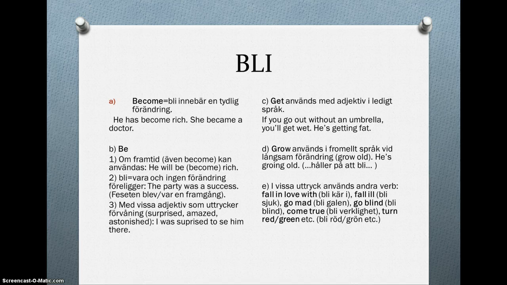Then of course we also have get, that you use in casual language. If you go out without an umbrella you'll get wet, for example. Or he's getting fat, but in Swedish we translate it with bli. Grow is used in more formal language. Another spelling error there. When there's a slow change, for example, if you grow old, he is growing old. And then we have some expressions in English where in Swedish we use bli, but in English we have different verbs, such as fall in love with, fall ill, go mad, go blind, come true, turn red, turn green. And that ends this short presentation.